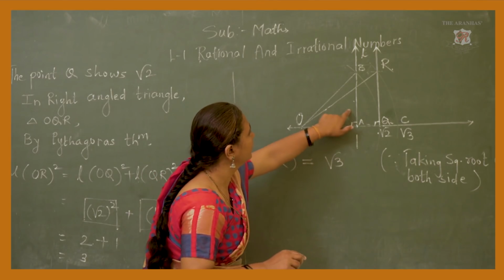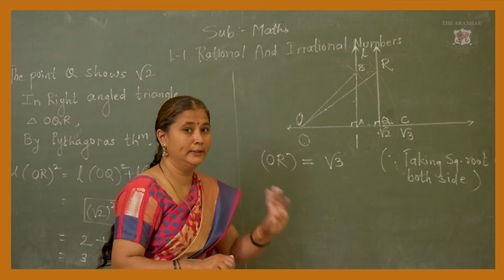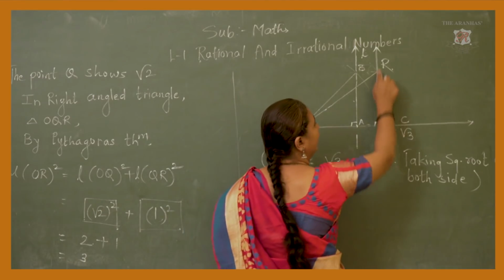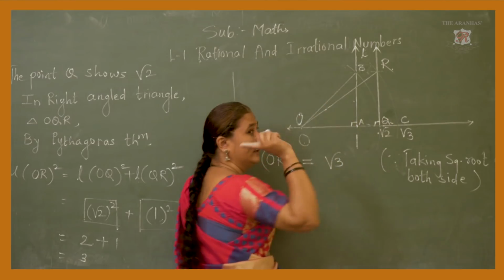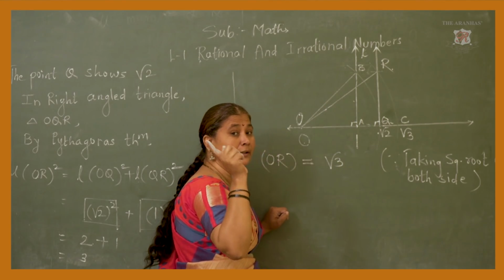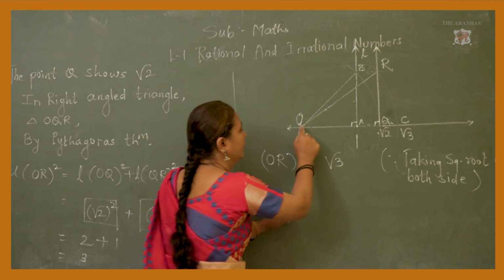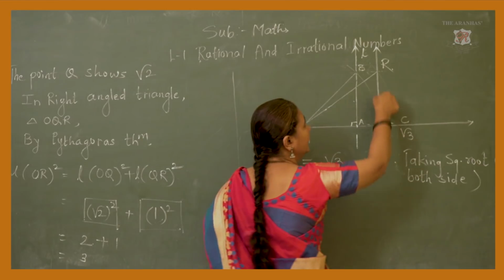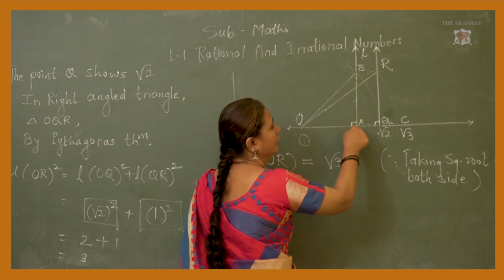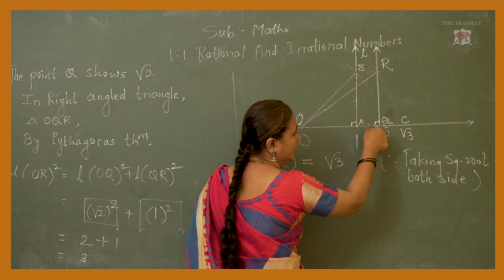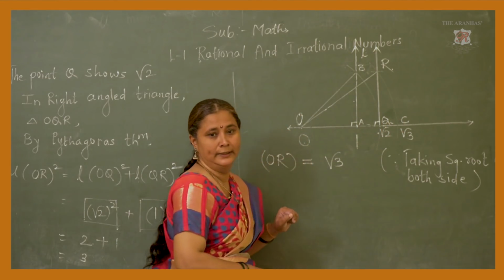First take root 2 on the number line, then take the perpendicular line. After that, on the perpendicular line, again we have to take 1 unit. Always remember that 1 unit, the distance you took between O and A, that much distance only you have to take on this perpendicular line. This is the perpendicular line for root 2. Okay. So, this is the perpendicular line to get root 3, isn't it?